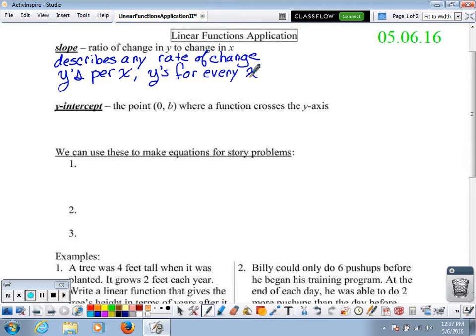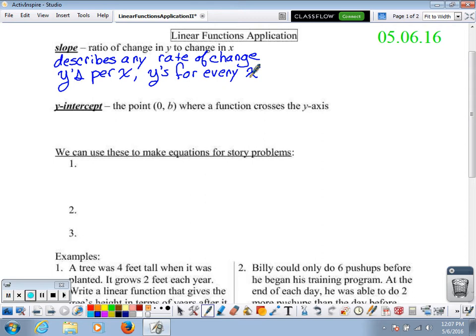Now, where have we seen those before? Y's per x. Where have we seen that phrase before? Ratios and proportions. Okay, now the key was with proportions, what did the graph of a proportion look like? Straight line through the origin. Now the functions we're going to be dealing with are going to be straight lines. They won't necessarily be through the origin though. Every single one that we're going to work with right now will be a straight line, but they're not all going to be through the origin. They might have different y-intercepts.